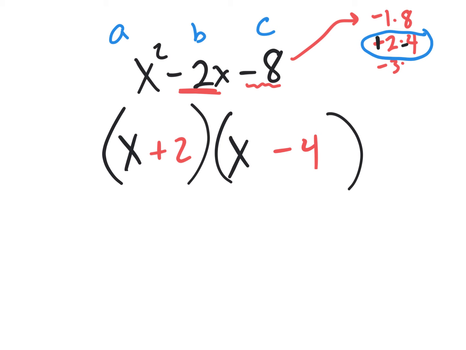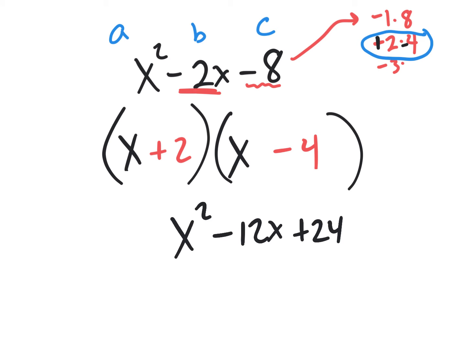Now let's say you ever do this factoring method and you're not too sure if you did it right, you could always distribute, combine like terms in the middle, and it should give you what you started with. Any questions? How about you guys try this one?